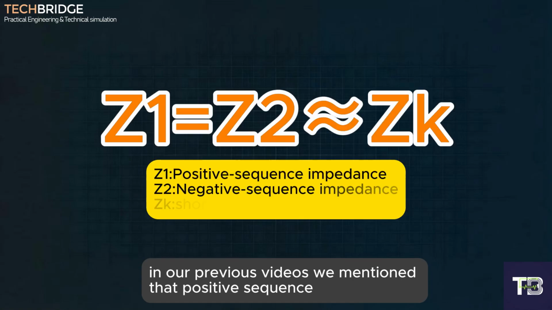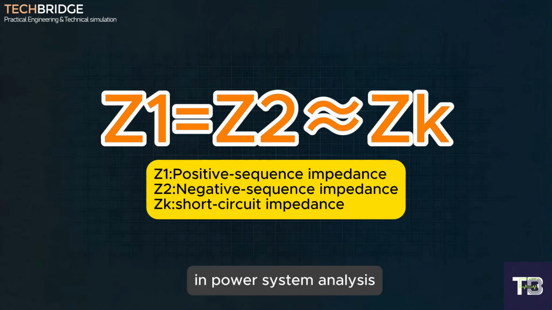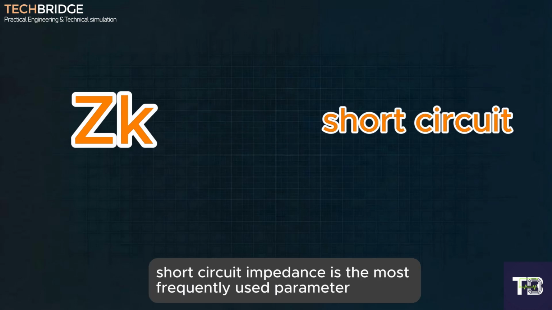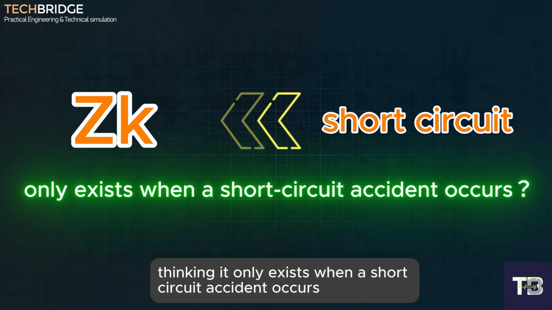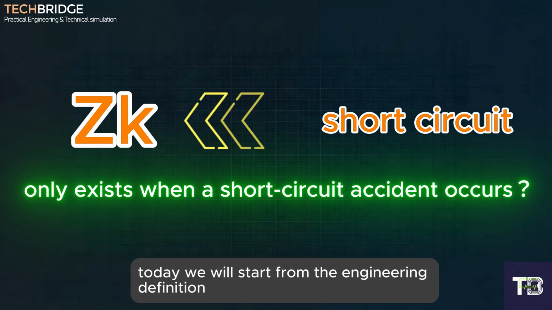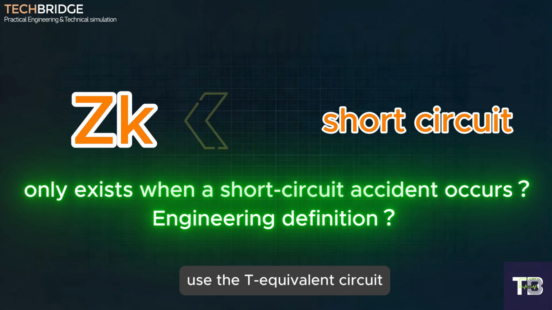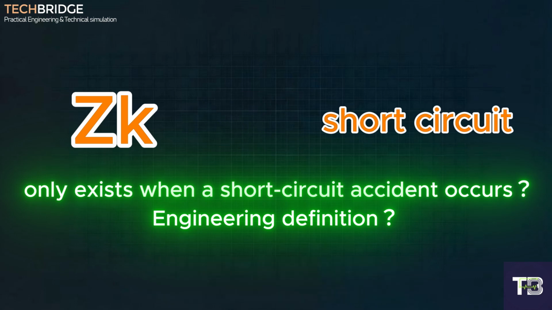In our previous videos, we mentioned that positive sequence, negative sequence, and short-circuit impedances are often equal for the transformer. In power system analysis, short-circuit impedance is the most frequently used parameter. But many junior engineers are misled by the name, thinking it only exists when a short-circuit accident occurs. Today, we will start from the engineering definition, use the T-equivalent circuit, and explore the physical essence of short-circuit impedance.